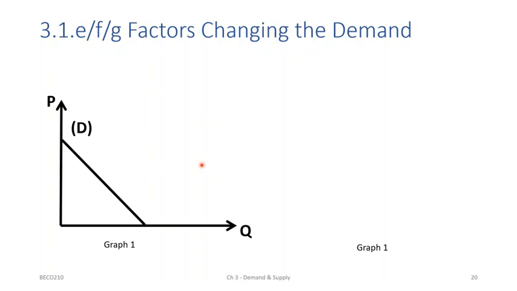In this part, we're going to explain the factors that will change the demand, the supply, and the equilibrium. Okay, here's a graph with Q on the x-axis and P on the y-axis. This is the demand line. It's downward sloping. When we say a change in demand, we mean an increase or a decrease. When we say that the demand increases, it means that the demand moves to the right.